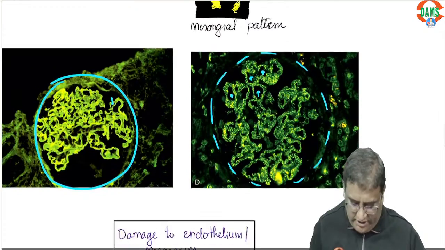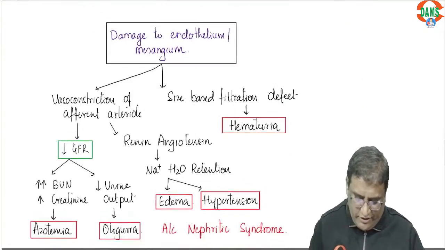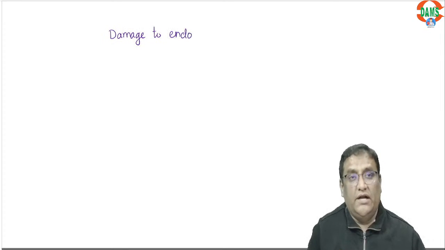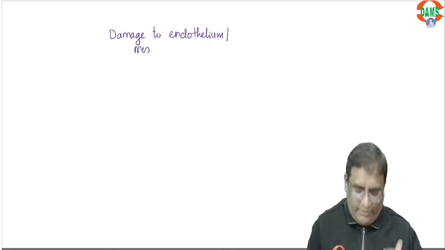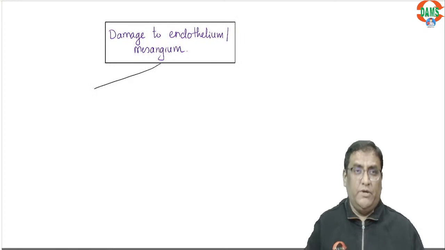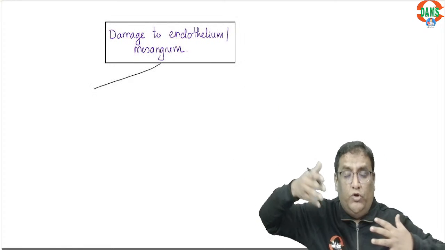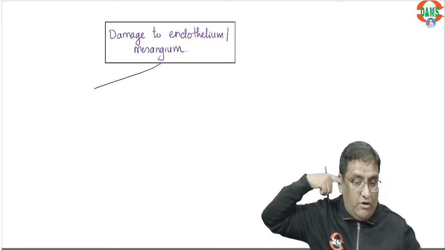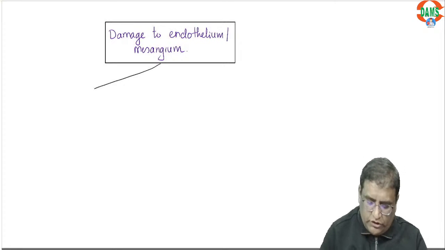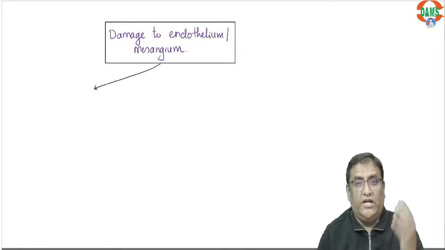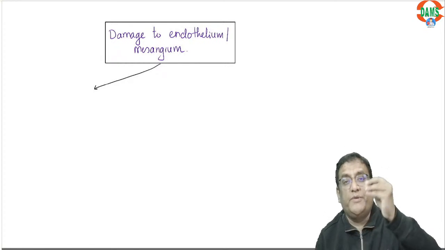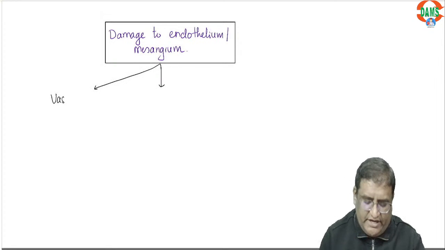So taken together, if there is damage to the endothelium or the mesangium, what will happen? Endothelial damage will happen whenever immune complexes are deposited subendothelially, and mesangial damage if immune complexes deposit in the mesangium. Once the endothelium gets damaged, the fenestrae will be damaged. Because of that, the holes become bigger, so larger structures get filtered out.